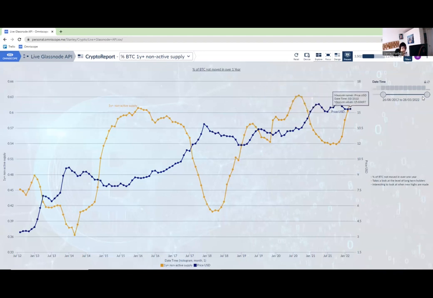And so we're keeping an eye on current day. We're getting close to it. We're coming up to 62.4% of the supply non-active for over a year. And I'm looking to see when this breaks the previous all-time high for us to get our next run-up in price.